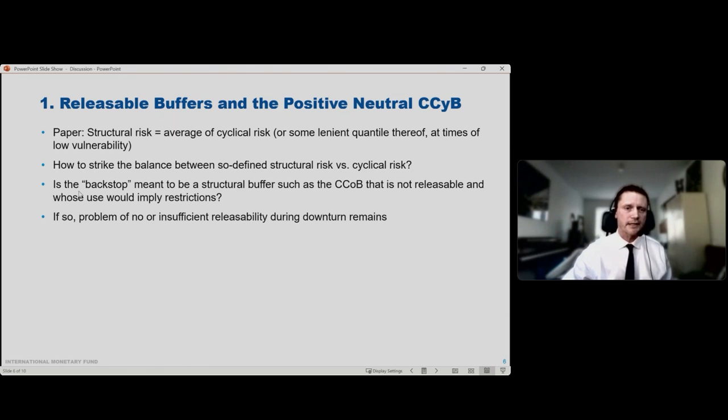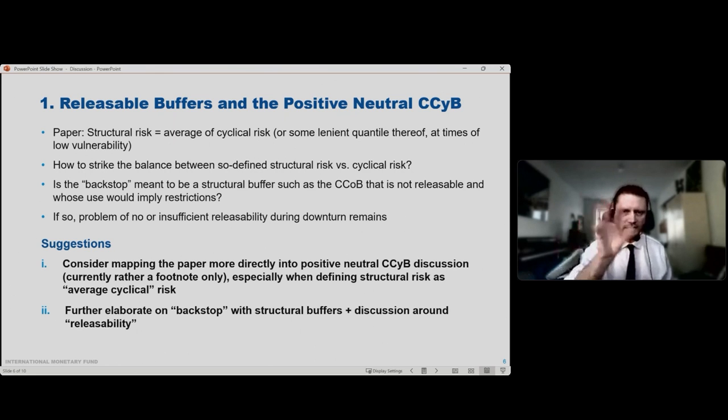And related to this, in turn, is this notion of the backstop. And the question is, is this backstop meant to be a structural buffer, such as the CCoB, the capital conservation buffer, that's not releasable, and whose use would imply restrictions? So my reading from the paper is that this might actually be what the authors have in mind, also from the presentation. And if so, then I think the problem would still be one of no or insufficient releasability of buffers during downturns. Okay, so that's my main point here.